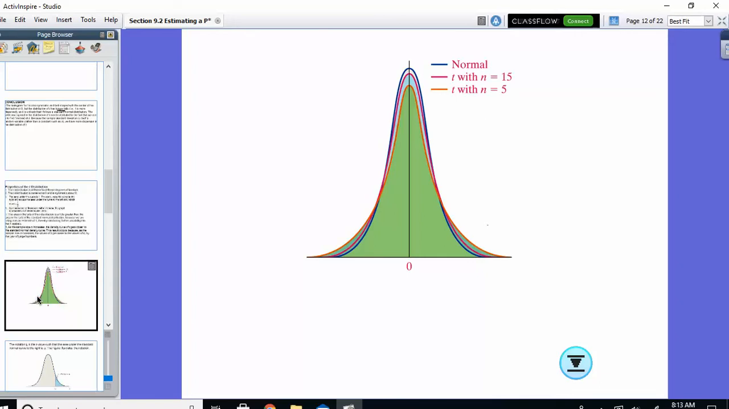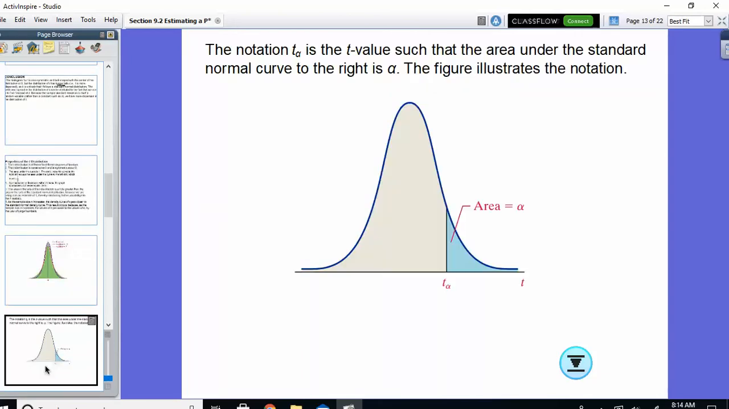We've got a couple different t values. The green here is with t equals 5. Then we've got this pink one with the 15 and the normal curve. So the more we have, the more normal it gets.